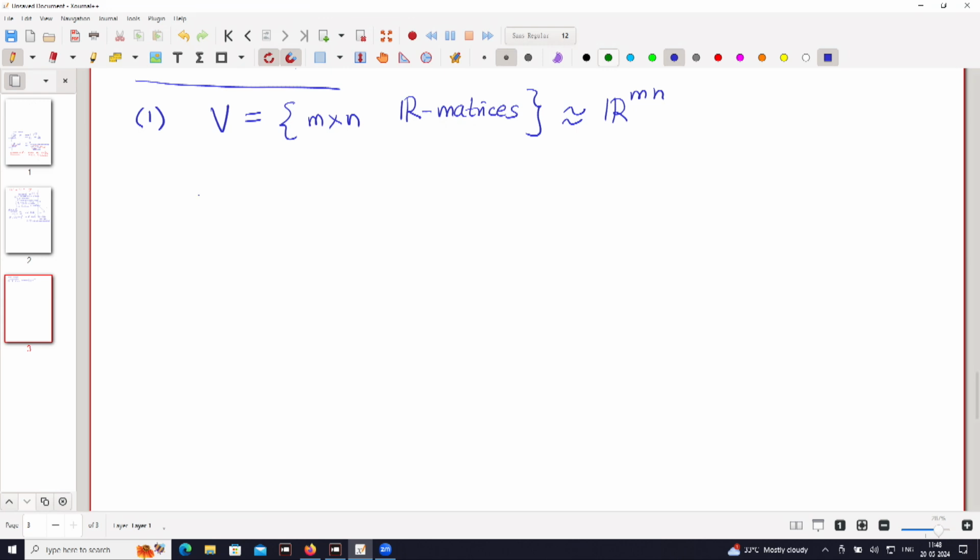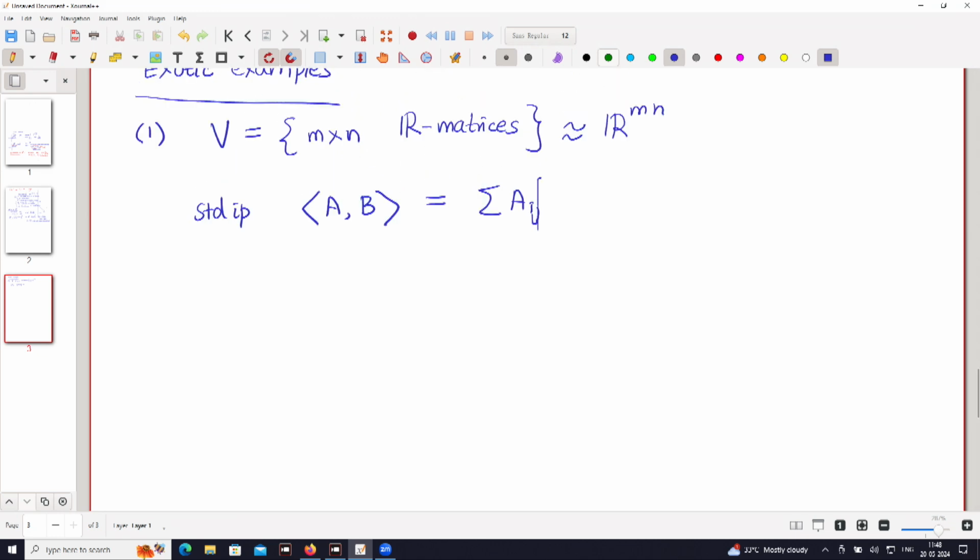And so, here I have the standard inner product. I am just going to take the same standard inner product on this space, except I will see what it becomes when I rewrite it in matrix notation. So, I have two matrices A and B, and what is the standard inner product? This is just the summation of each entry of A multiplied with the corresponding entry of B. It is actually a double summation over both i and j, i going from 1 to m, j going from 1 to n.